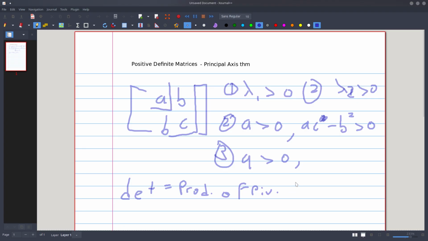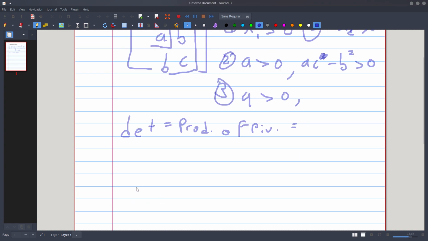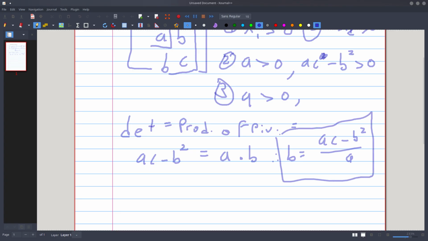I'm not going to write that entire thing out. So what does that mean? Product of the pivots, that's a bit strange, isn't it? Well, it's A times B. So let's write out what this formula is trying to say. The determinant of this entire thing is AC minus B squared. So the determinant of the 2 by 2 matrix is A times B, and we know what A is, so we're trying to solve for B. Therefore B would just be AC minus B squared over A. It's just a simple transposition. This quantity is the second pivot, and it needs to be positive as well.